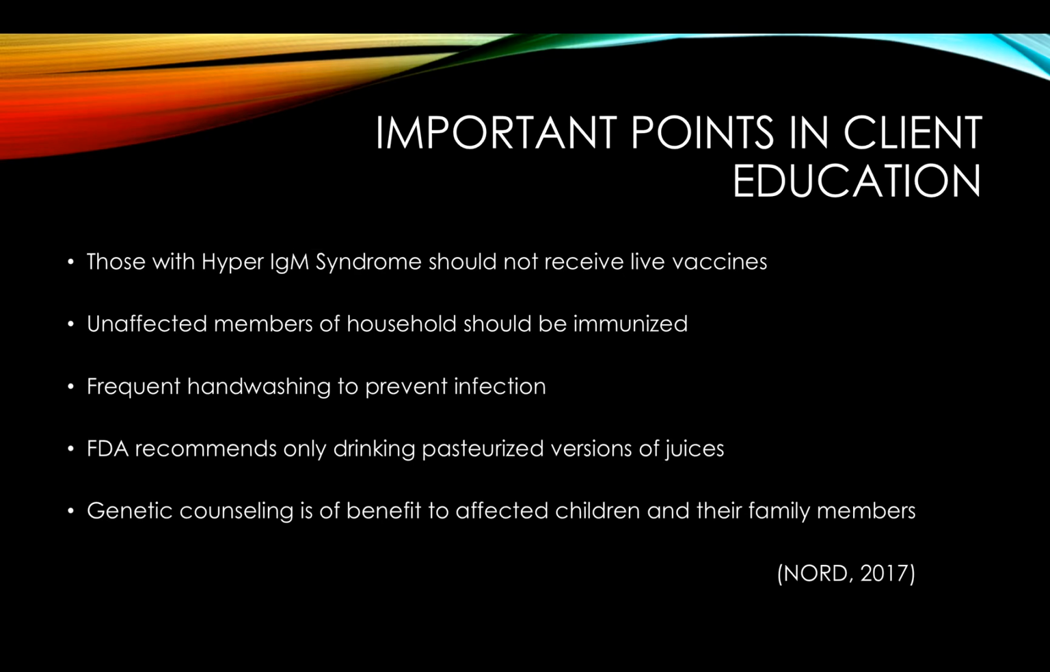Here are some important points in client and family education. Patients with hyper-IgM syndrome should not receive live vaccines because they are so immunocompromised. However, it is very important that the patient's family members are immunized to help prevent infection. Frequent hand washing is also imperative, and patients should also avoid unpasteurized juices as recommended by the FDA. Also, family members should be educated on the availability of genetic testing and counseling.